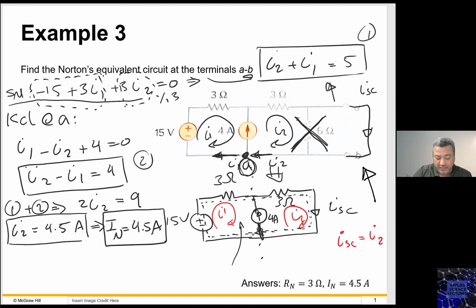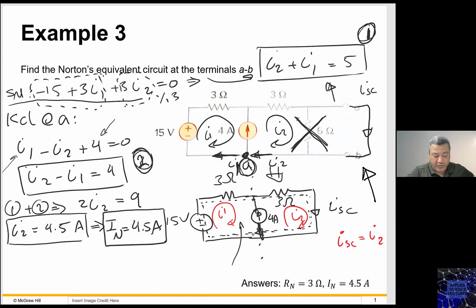So here I have, as you can see, I2 is entering A. That's why I wrote it as minus I2. I1 is leaving. That's why I wrote it as positive I1. And then 4 amperes is leaving. I wrote it as positive 4. And then I rearranged this equation. I came up with this equation, I2 minus I1 equals 4. And then I had equation number 1 and equation number 2, and then I added those two equations.